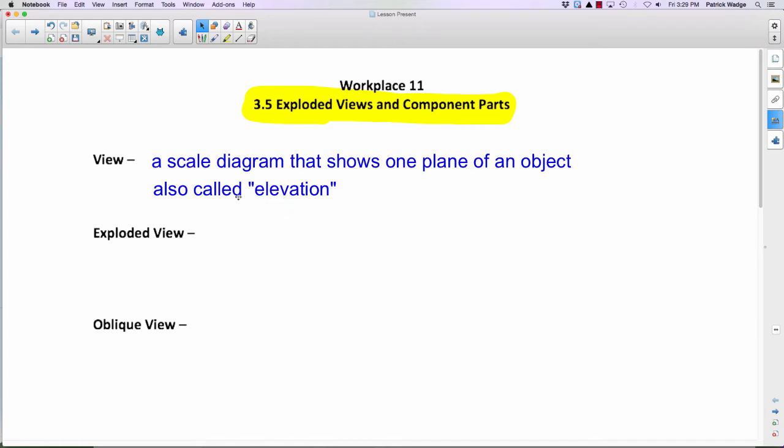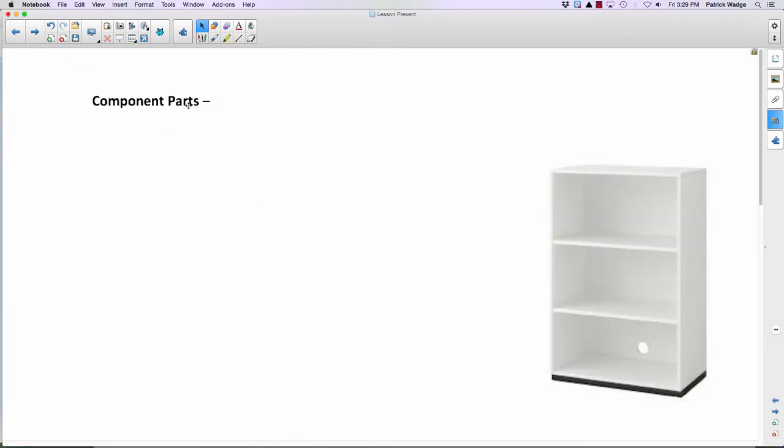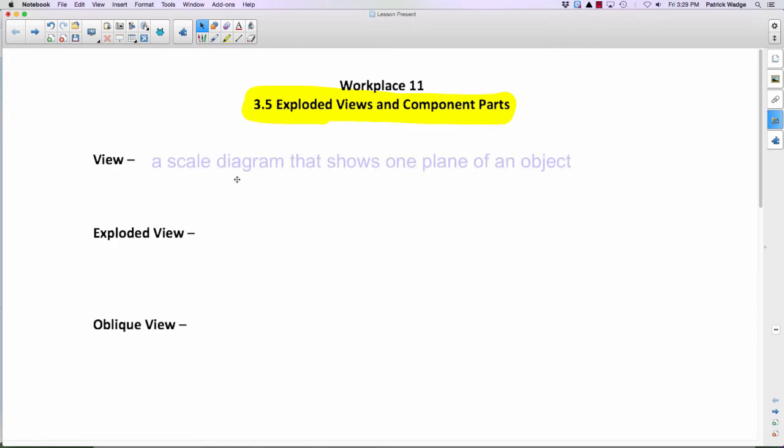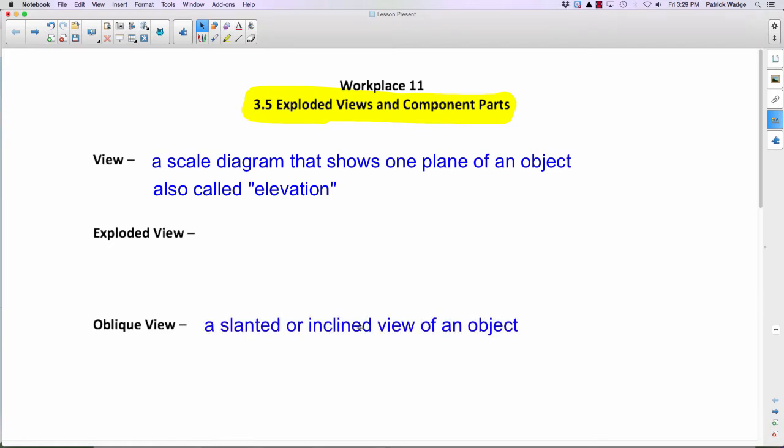We're going to look at an exploded view on this page, which is going to be really hard for me to draw. And then on the next page, we're going to do component parts view, and that's going to be okay. I can draw that one, I think. So we'll start with the exploded view. It's an example of an oblique view. An oblique view is a slanted or inclined view of an object, right? It's not flat. The other one we do on the other page is going to be a flat view, not an oblique one. But with the exploded view, it's slanted.